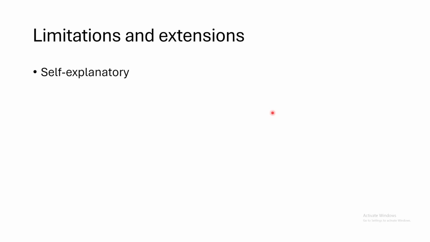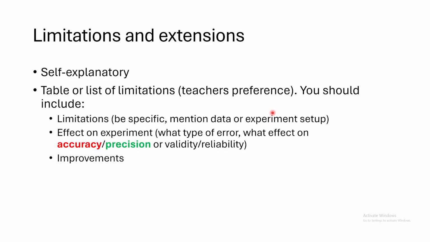And this brings us very nicely into our next section, which is the limitations and extensions. This is self-explanatory. It's just a table or list of limitations. This is entirely dependent on your teacher's preference, but you should include in the table or list the limitations, the effect on the experiment, and the improvements.